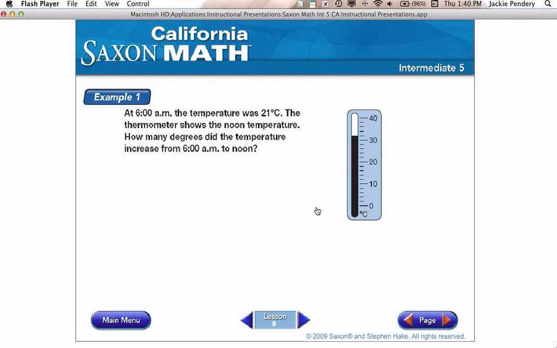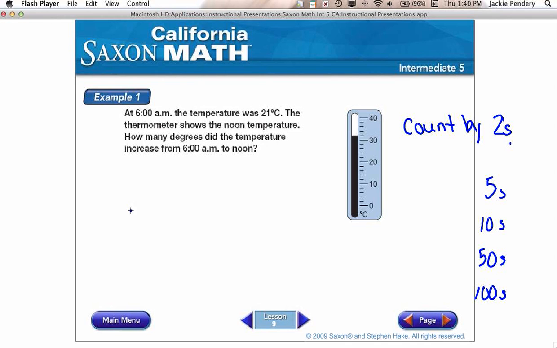Here in example 1, we have a thermometer. And when we talk about a thermometer, we count by twos. Almost every thermometer counts by twos. However, you can also count by fives, by tens, by 50s, or even by 100s when you're talking about a scale.